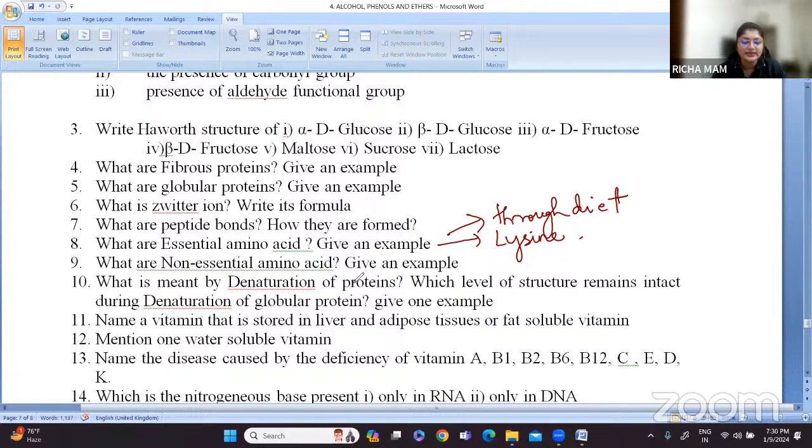So essential amino acids cannot be synthesized in our body, but they have to be taken through our diet. They are called essential amino acids. Next is non-essential amino acids. Non-essential amino acids are synthesized in our body. The example is glycine. Please remember this. So they are called non-essential amino acids.